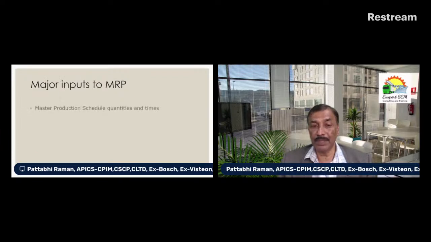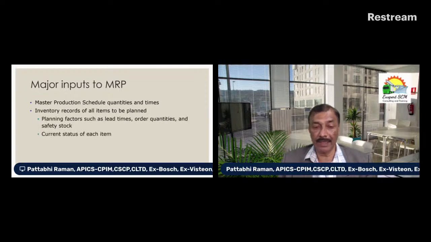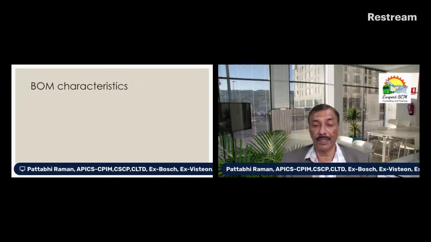Major inputs to MRP are the master production schedule, which is the previous higher level, and the inventory records of all items to be planned, in the sense of how much stock we have and how many orders have been placed on vendors or inside production but not yet delivered. And of course, the bill of material for all these items.